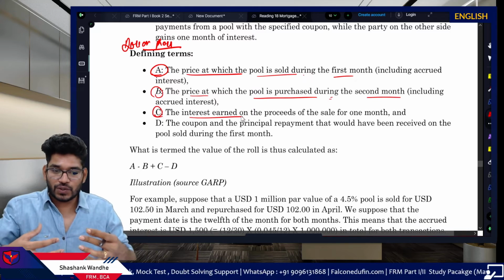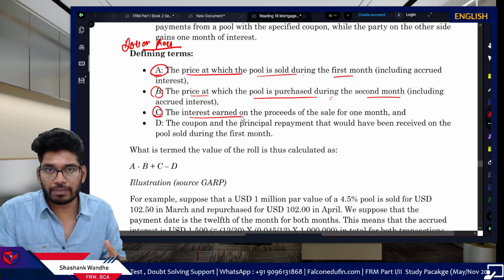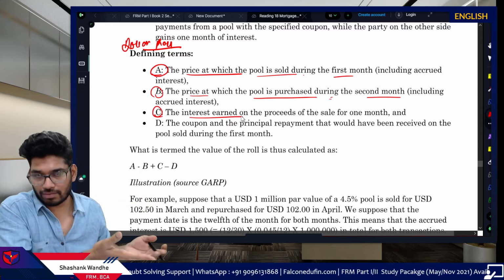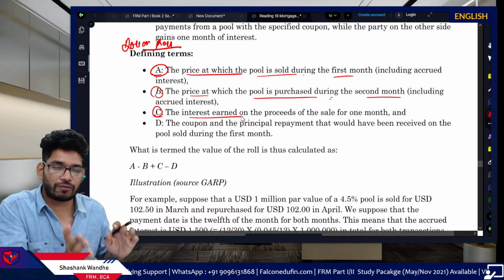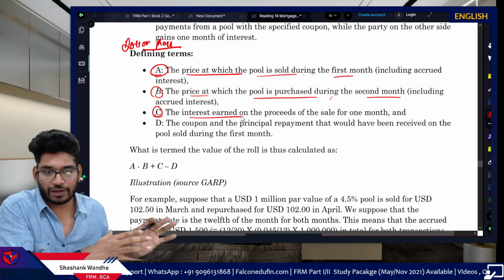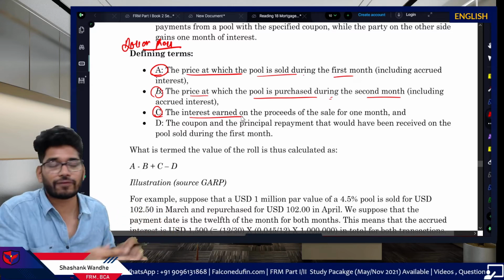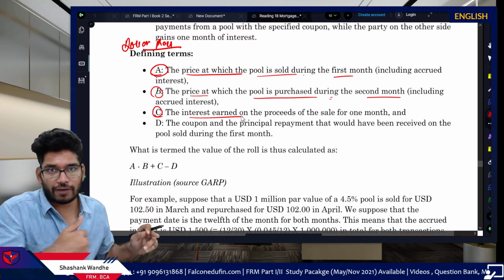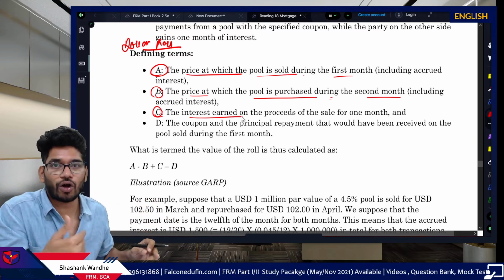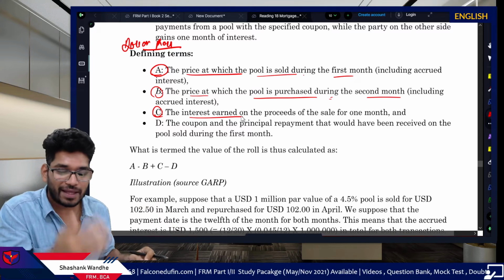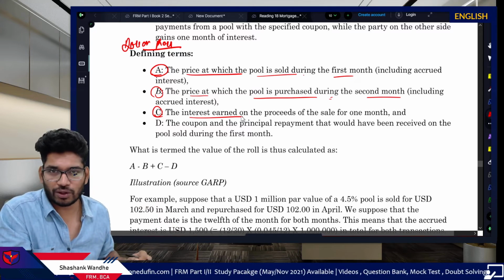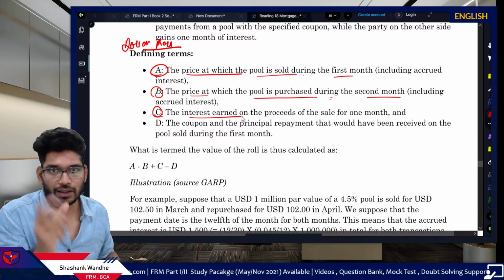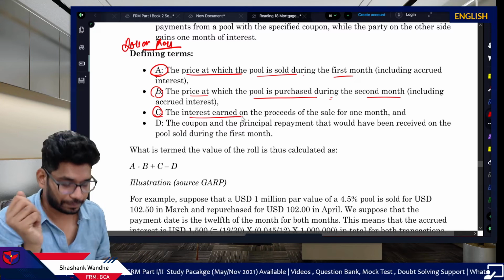Remember, if you sell and get 1 million, you might invest it somewhere, but here we will assume it earns the risk-free rate, whatever the RF is. So you will earn interest on it for, say, 1 month. If you are doing this TBA or dollar roll for 1 month, then you will earn the interest for 1 month only. So this is the interest earned on whatever you sold.